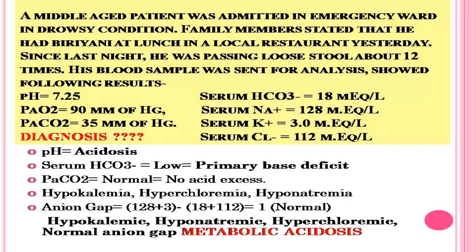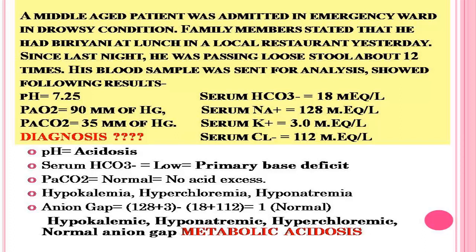And now calculate the anion gap. Now you can calculate the anion gap here, and the anion gap is here normal. So what is the final diagnosis? So the final diagnosis is, it is a hyponatremic, hypokalemic, hyperchloremic, normal anion gap metabolic acidosis. So this is the full diagnosis. I am repeating the diagnosis: hypokalemic, hyponatremic, hyperchloremic, normal anion gap metabolic acidosis.